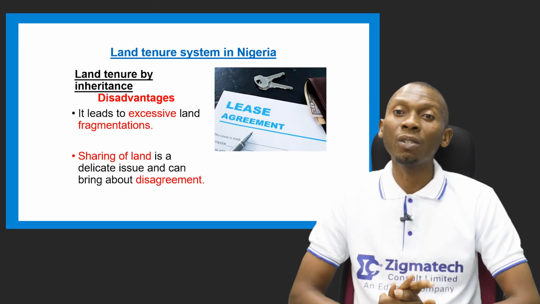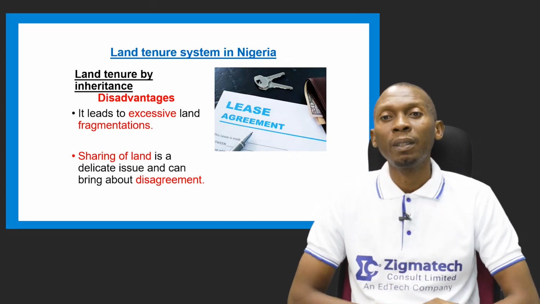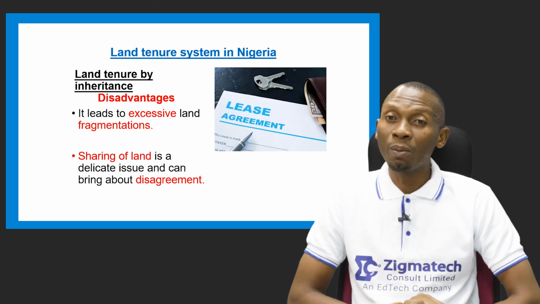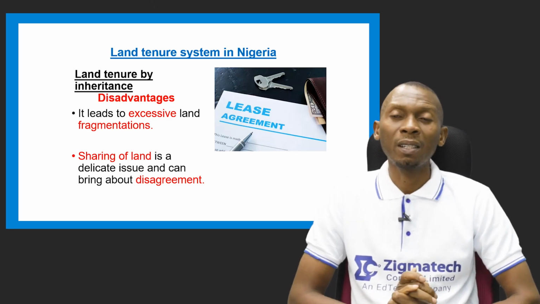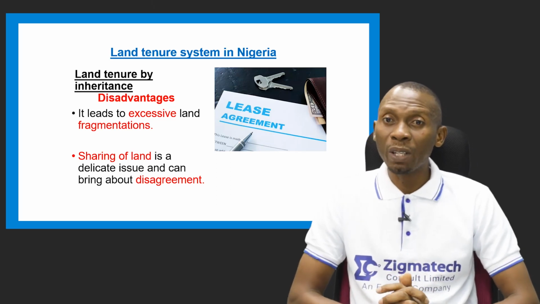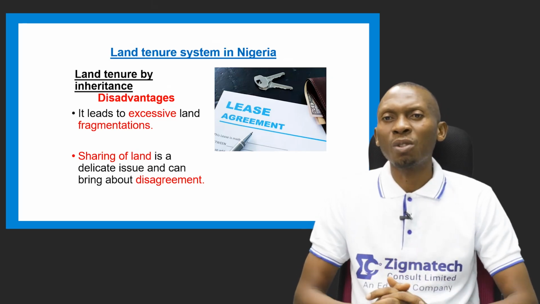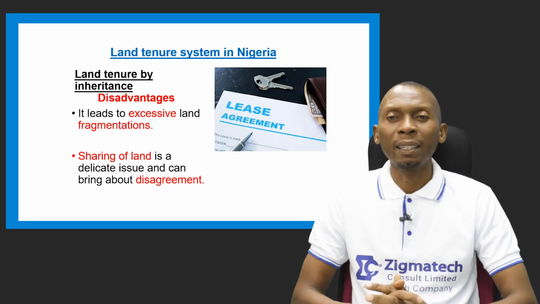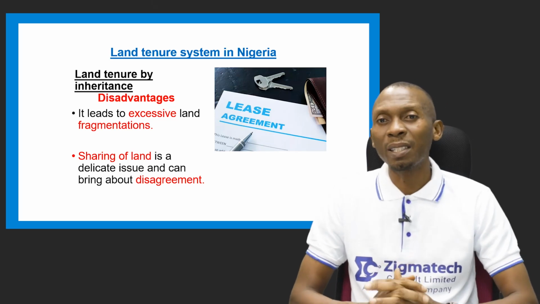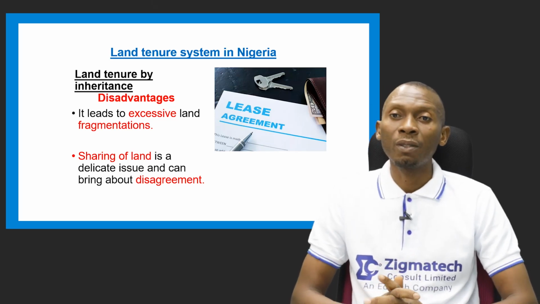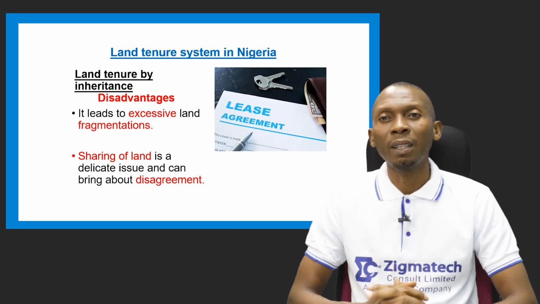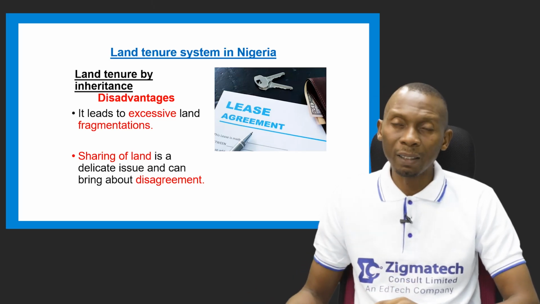Now, sharing of land is also a delicate issue, and this can also bring about disagreement among the offspring or the siblings, claiming that they should all get an equal share of land, and this could lead to some disagreement among the family. So that's another disadvantage of the land tenure by inheritance.